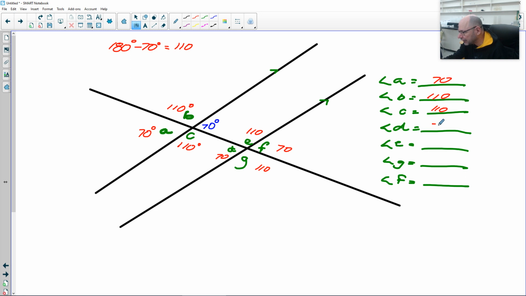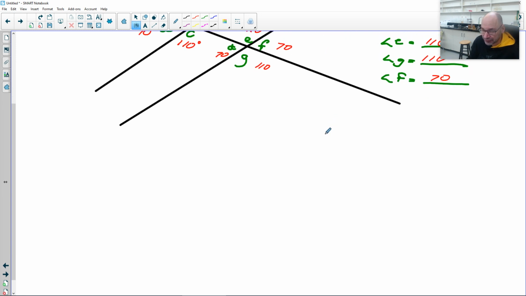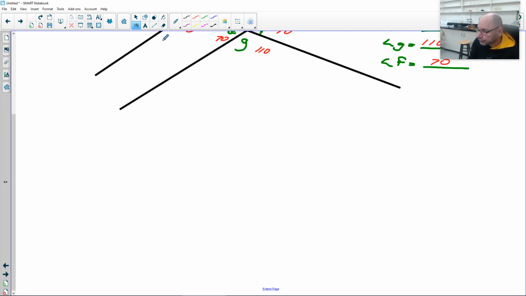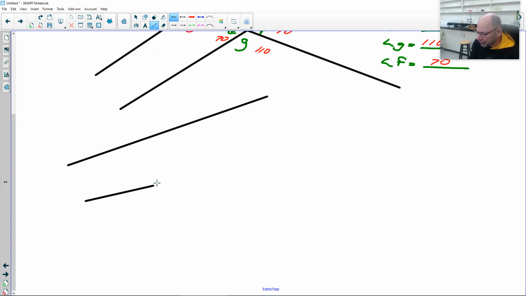D is 70. E is 110. G is 110. And F is 70. So you can see they're all pretty much that 70 and that 110 measurement. Okay, let's try another one here. So pretty easy to do. Let's say we had, instead of two parallel lines, let's say we had three of them.